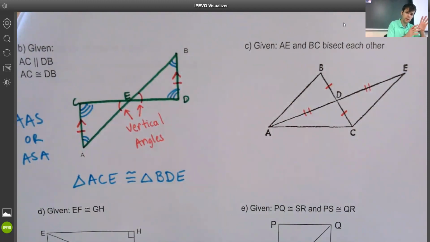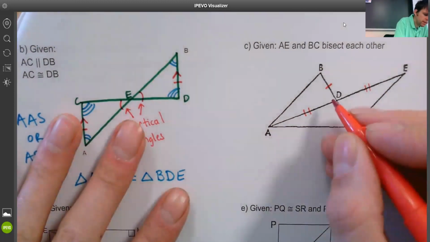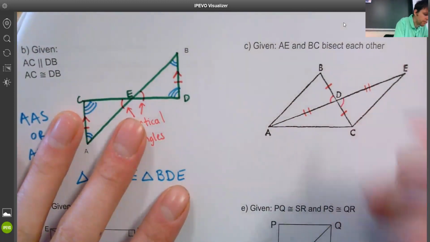Oftentimes, we'll be told that one segment bisects another, and so we can only talk about one of these being cut in half. So in this case, they're bisecting each other. Anyway, so we have some side congruences here. And finally, we also have vertical angles. So I'm going to make use of that as well. These two right here are vertical angles.